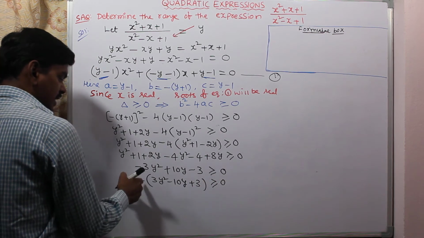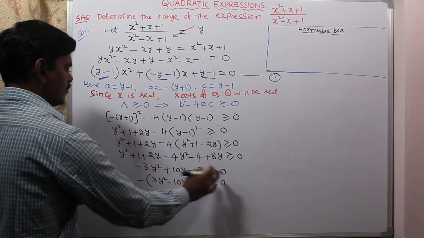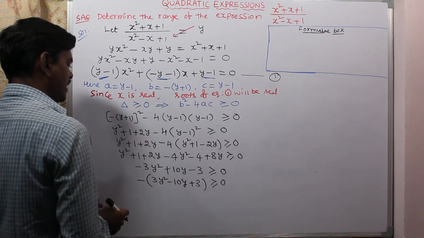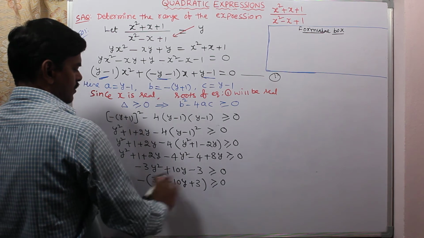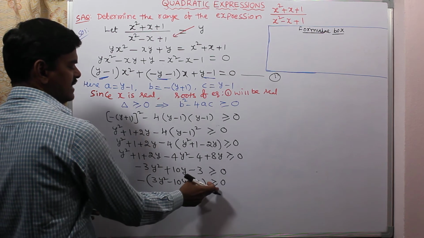Now try to remove the minus symbol. How can we remove the minus symbol? By multiplying on both sides by minus, because minus into minus becomes plus. Whenever you multiply on both sides by a minus symbol, for any inequality the sign changes.